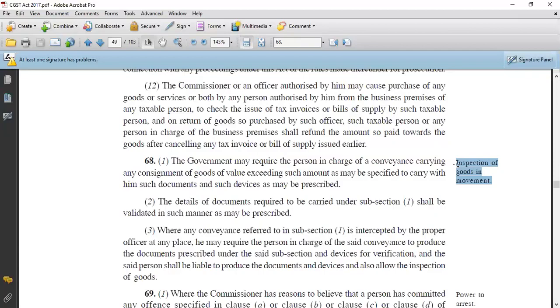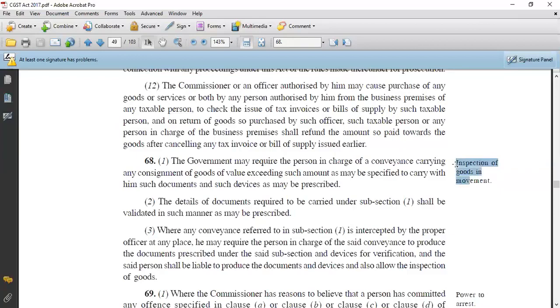It is not a manual bill, it is an e-way bill, because everything is linked on the internet, so anyone can check the authenticity. This is the main purpose of the e-way bill. It's like an original invoice, but now these are electronic invoices, that's it. So it derives power through section 68 of the CGST Act. The heading of section 68 is inspection of goods in movement.